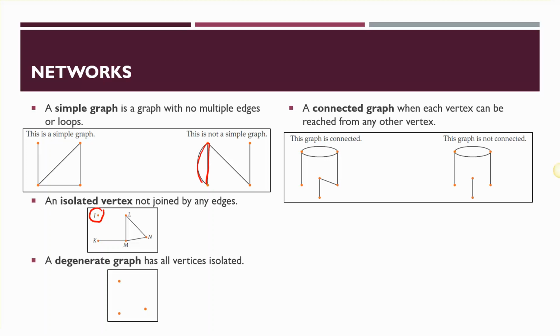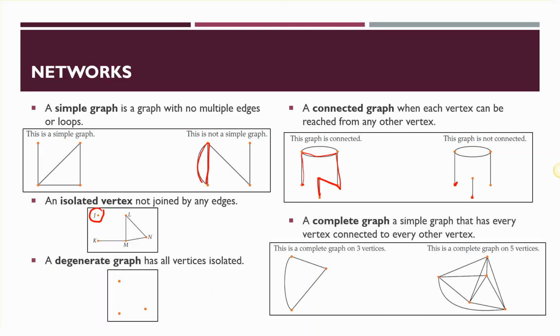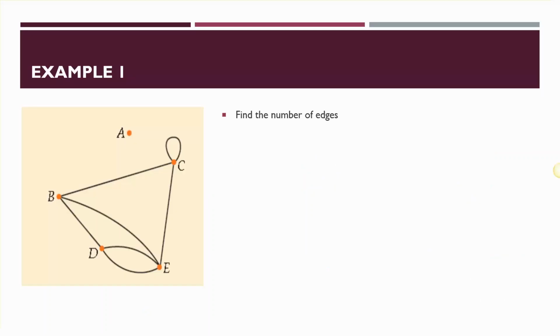A connected graph is when each vertex can be reached from any other vertex. So you can see in this one here on the left that you can get from here all the way down to the other side very easily just by following the edges. However, to get from here to here, it's actually not possible. So we say that that is not a connected graph. And the next one, a complete graph, is a simple graph, but it has every vertex connected to every other vertex.